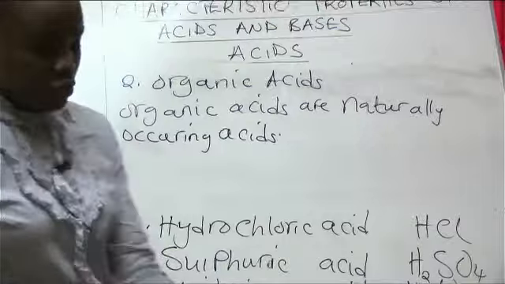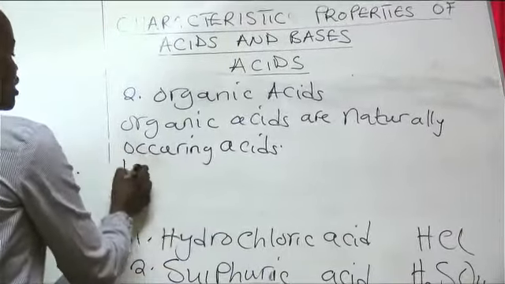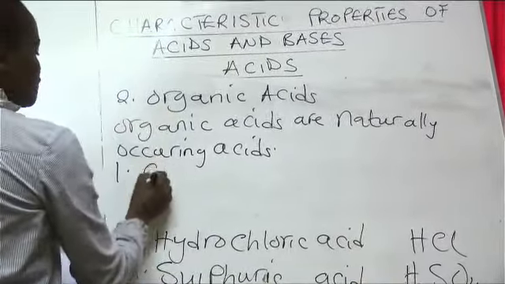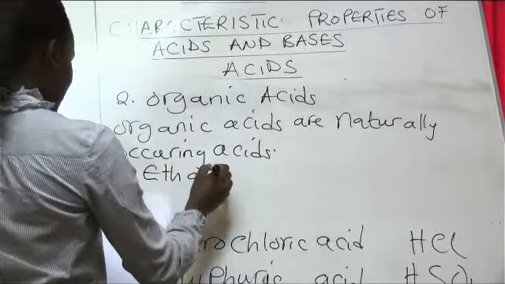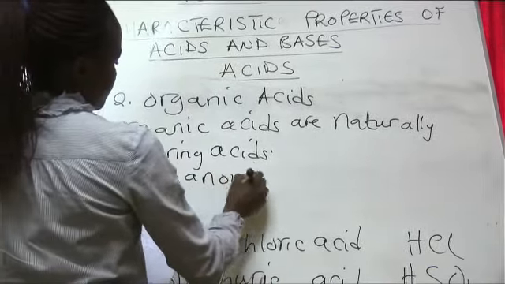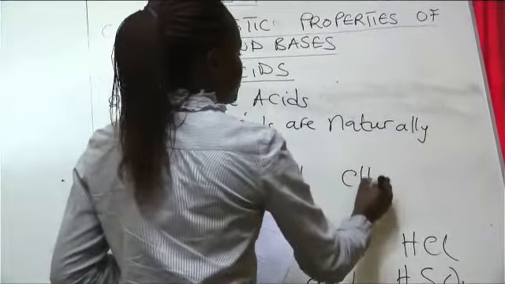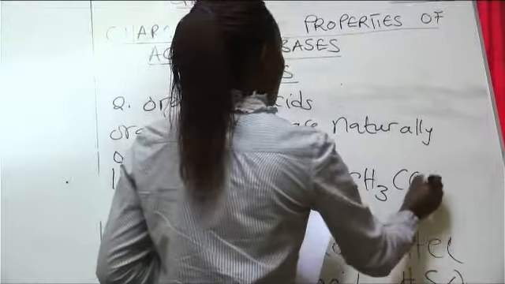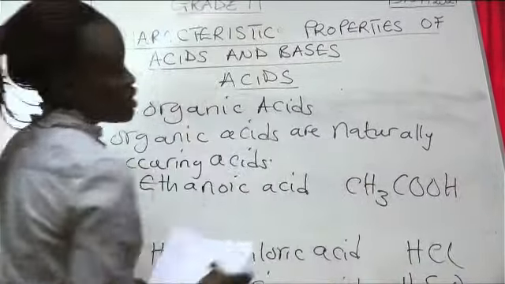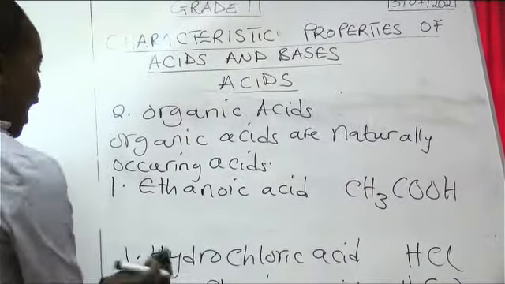They are just natural. An example I'll give of an organic acid is the first one that I mentioned, ethanoic acid. Ethanoic acid has the symbol CH3COOH. This is how we write ethanoic acid.